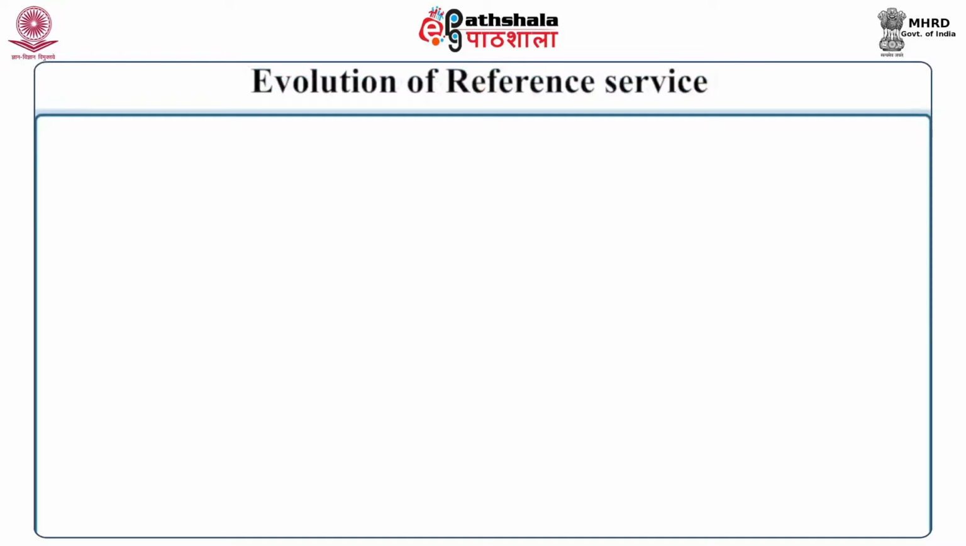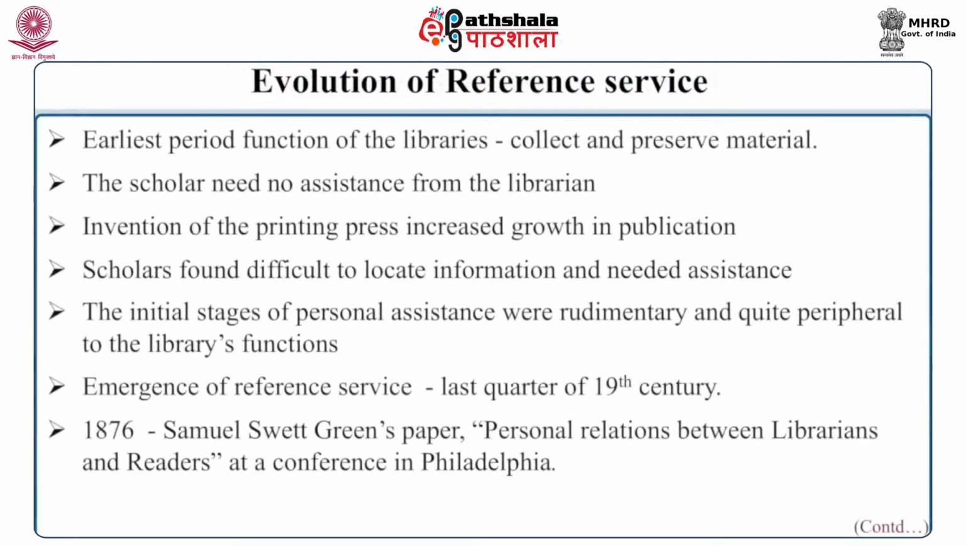Now let us start with the evolution of reference service. In the earliest period, the function of libraries was to collect and preserve the material. In the later period, they organized it, that is technical processing, using classification and cataloging, and they thought that was sufficient. But when the number of volumes increased, the user could not find the document that he needed. So he demanded personalized service. Because scholars found it difficult to locate information, they demanded some personal assistance in finding it. The initial stages of personal assistance were rudimentary and quite peripheral to the library's function.